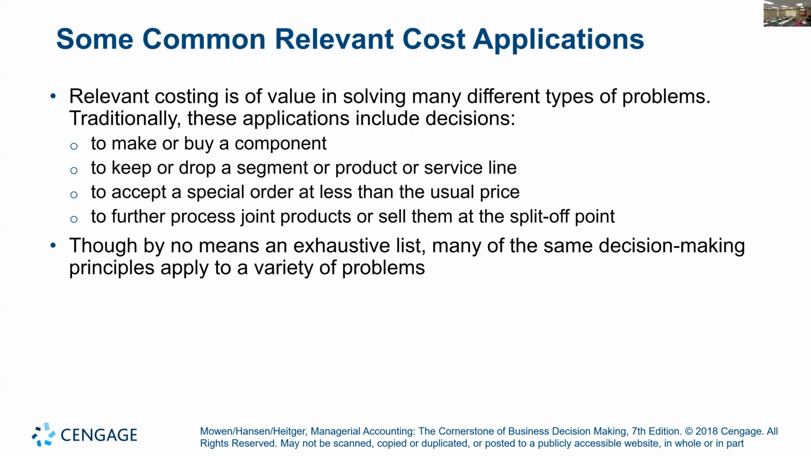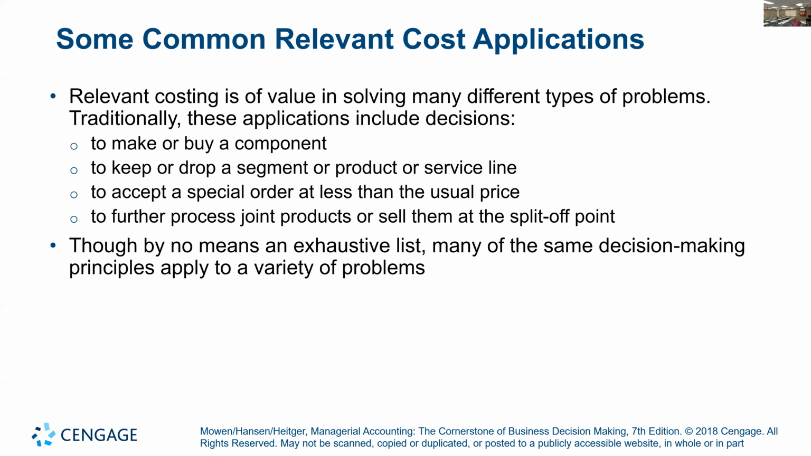Figure out this segment on a product line. Kind of use this example a little bit ago. Say we're a clothing company and we're making t-shirts, underwear, and socks, and the underwear is losing a lot of money. Should we drop that product line? You would think if it's losing money, yes, but sometimes that product line is hiding some of those fixed costs. Accept a special order at less than equal price, which is what we started this whole chapter off with.